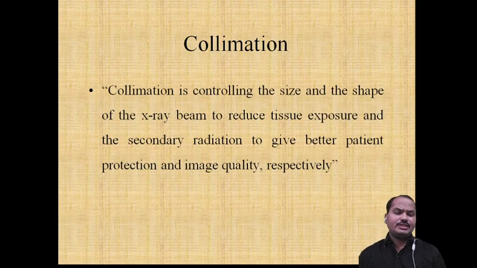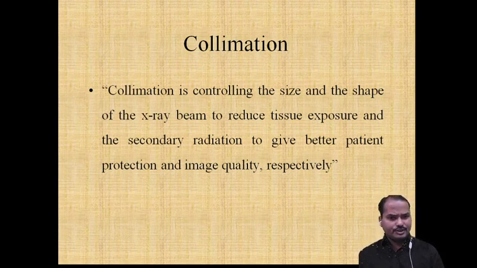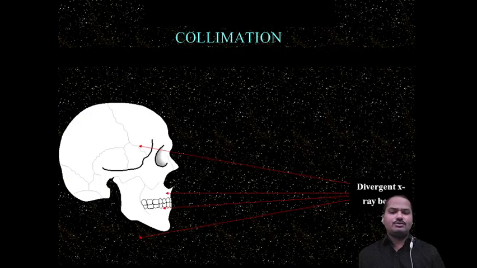So collimation is another factor which is taken into account when we are exposing the human tissues. Collimation is controlling the size and shape of the X-ray beam to reduce the tissue exposure and the secondary radiations, to give better patient protection and image quality respectively. So we have to reduce the exposure of the tissues and prevent the secondary radiations from exposing the patient or the film. What is collimation?